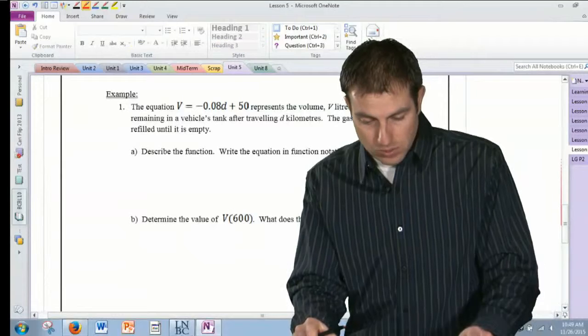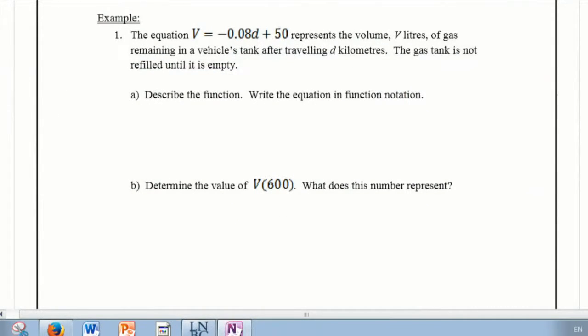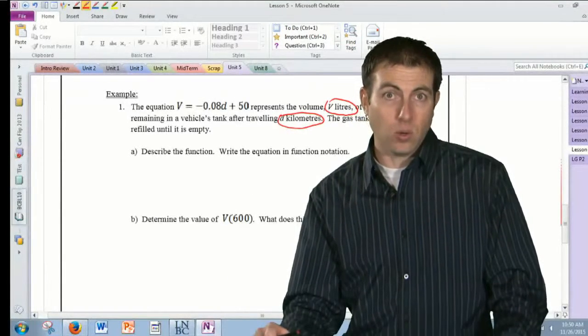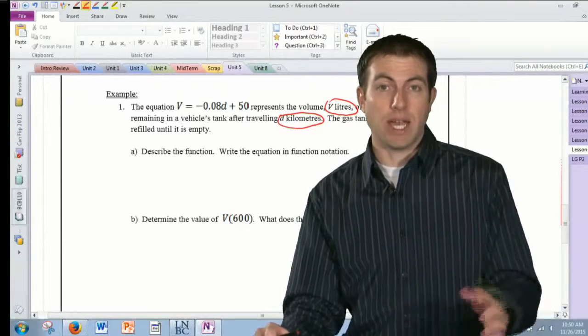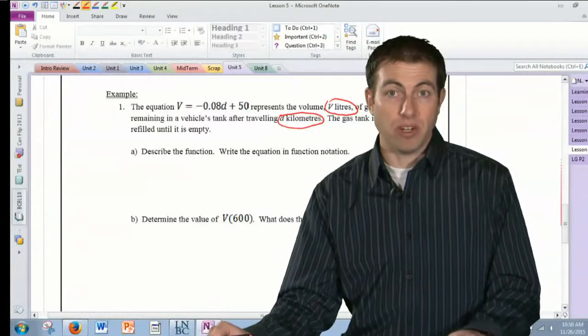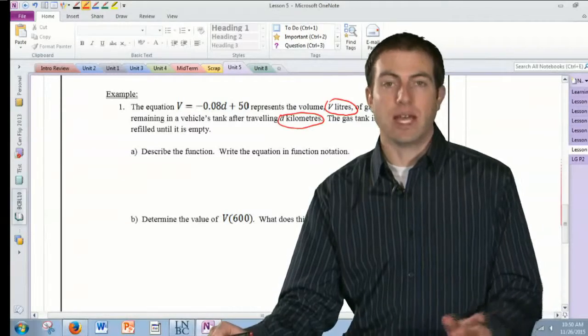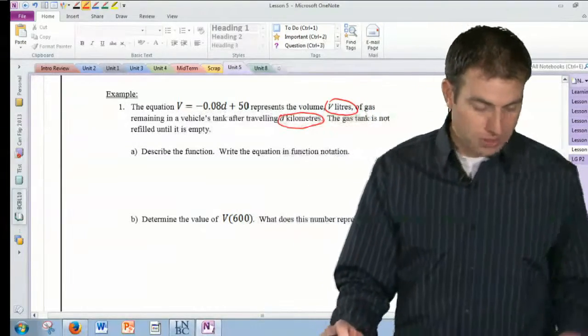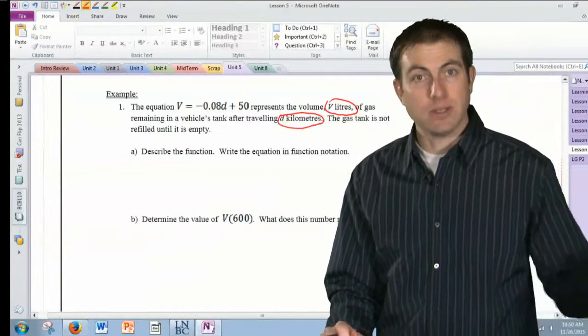All right, so V equals negative 0.8 times D plus 50. It's telling me V is volume in liters, and D is distance in kilometers, for the gas tank. So basically, we're figuring out how much gas is left in our tank after we've driven some distance. The dependent variable is the volume of gas. It depends on how far you've driven. So D is the independent variable, the distance you've driven. V, the volume of gas, is dependent on it. We're going to describe the function and then write the function with function notation.